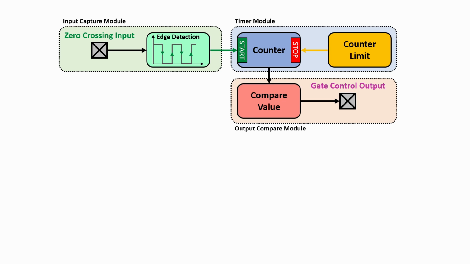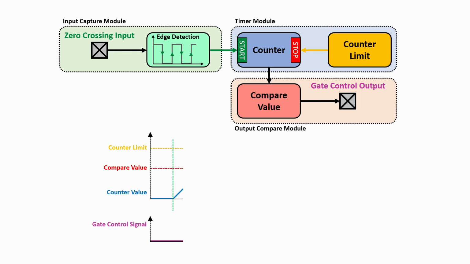But how does this setup work? Let's have a look at the timing diagram. Once the input capture module detects a zero crossing event, the counter starts counting. As soon as it reaches the compare value, the output compare module will switch on the gate control output.